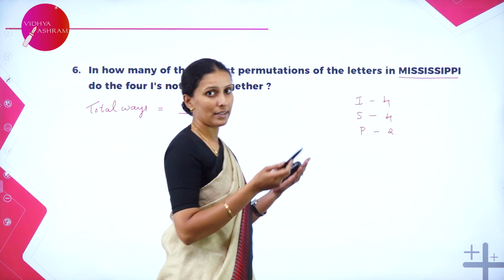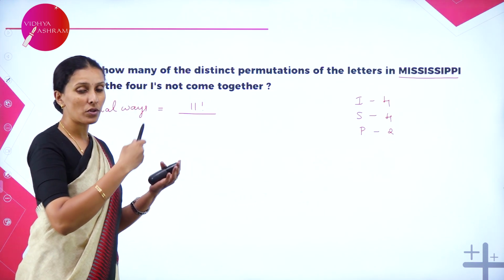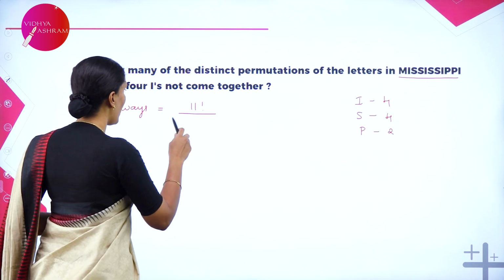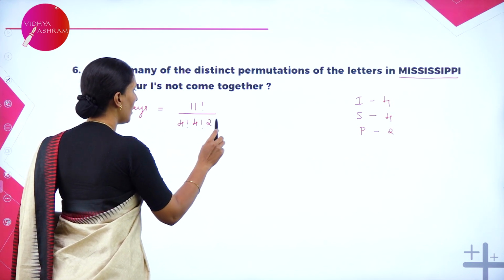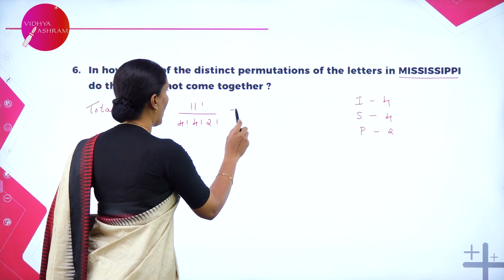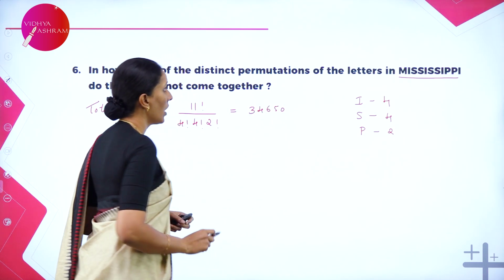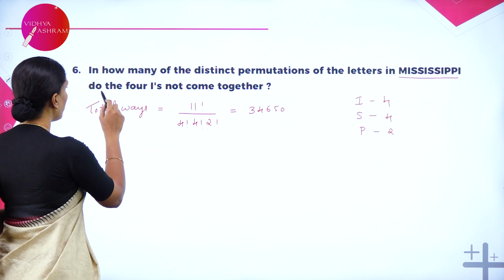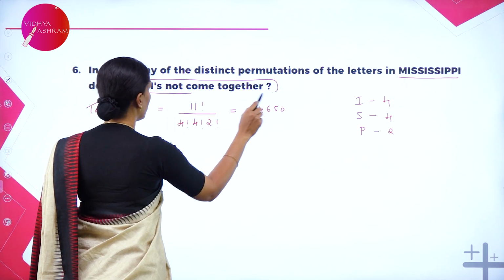I with I, it doesn't change the order. So it will be of the same order. So we need to remove those numbers from the total ways. So that's why we'll divide this by 4 factorial, by 4 factorial, by 2 factorial. So if you simplify this, we'll get the value 34,650. Now my question is, I should make an arrangement where 4 I's do not come together.